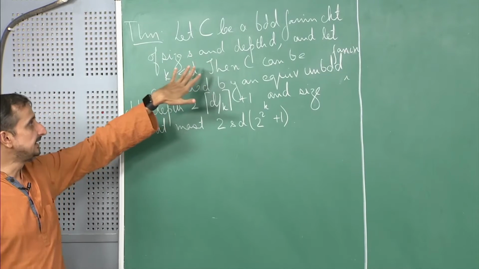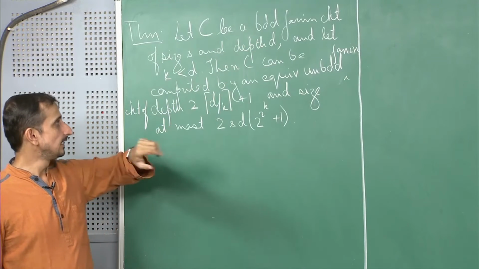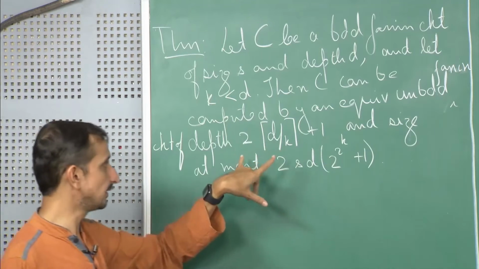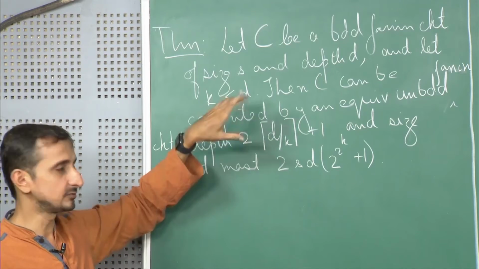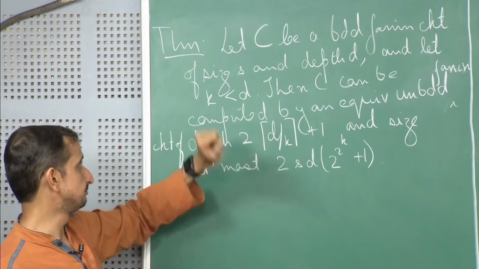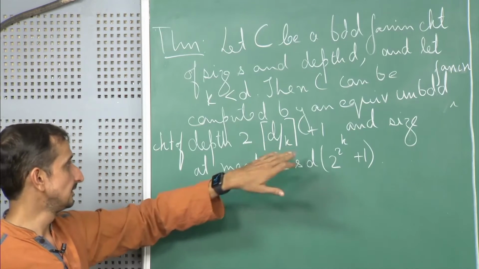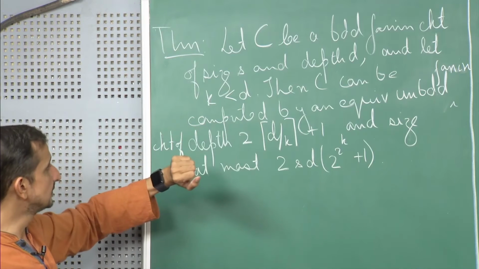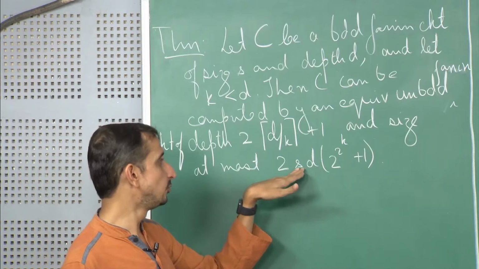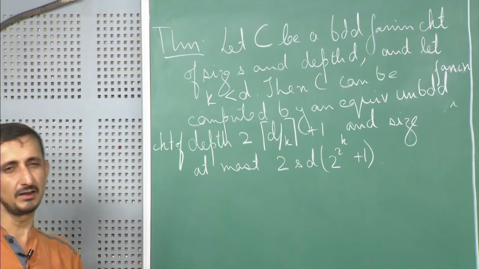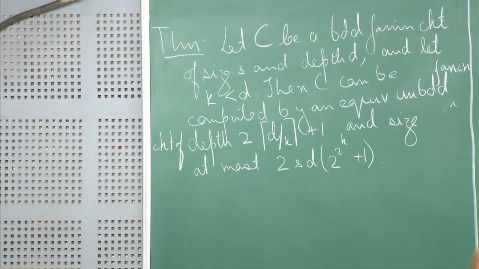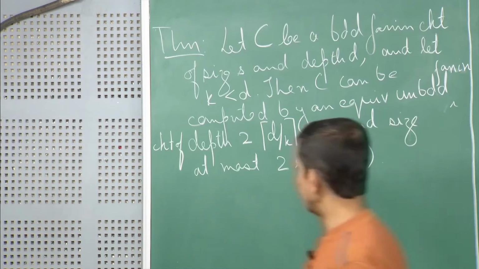If I take a depth d circuit of bounded fan-in, then I can construct another equivalent circuit which has unbounded fan-in, but depth d by k for any parameter k. So k is something that we can choose as long as it is smaller than d. If it is bigger than d, then it does not make much sense. So I can choose k and compress the depth, and of course there is a blow-up in size from s to 2s times d times 2 to the power 2 to the power k plus 1, but for small enough k this would still be manageable for us. We will see what kind of things we can choose. So let us see how the proof goes.